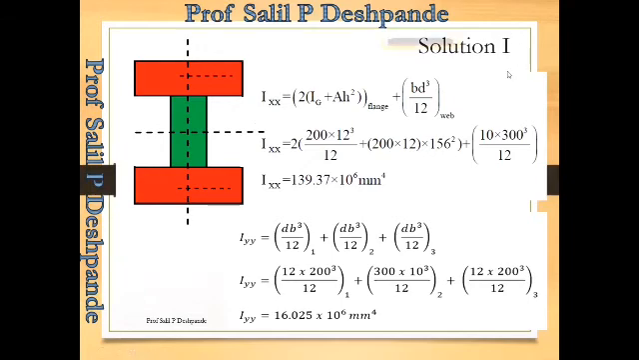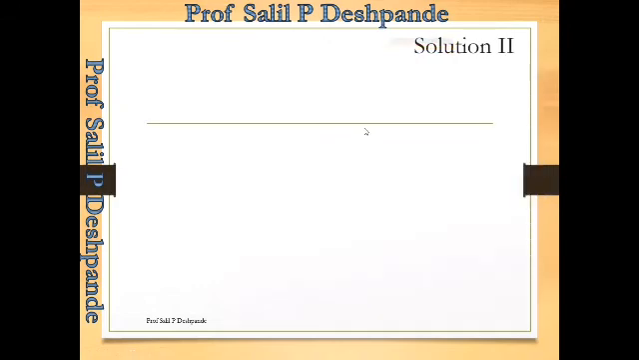I'm calling this solution number 1. It is the same as what we have done for the T section or the unsymmetrical I section. But for a symmetrical I section, there is one shortcut method to calculate Ixx. Iyy will be calculated in the same fashion. What we have done here will remain the same, no change in that. But in Ixx, I'm going to make some change. So just listen to this very carefully.